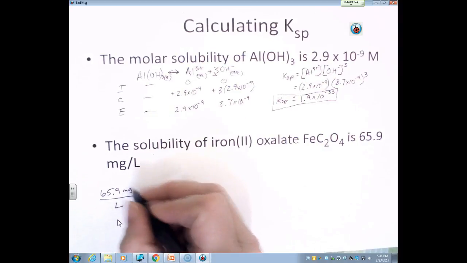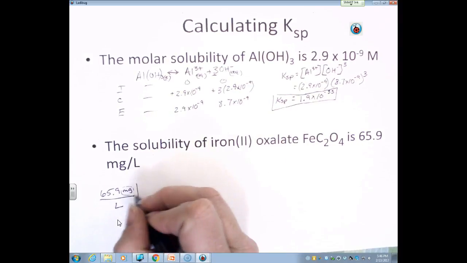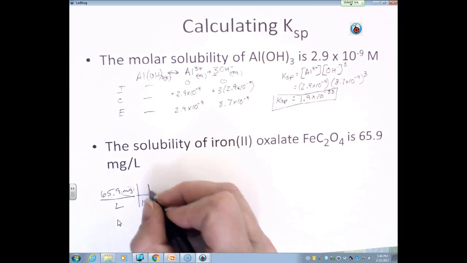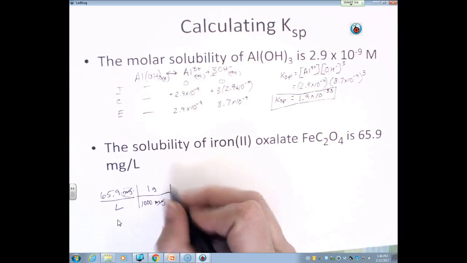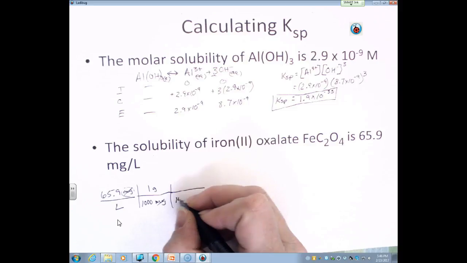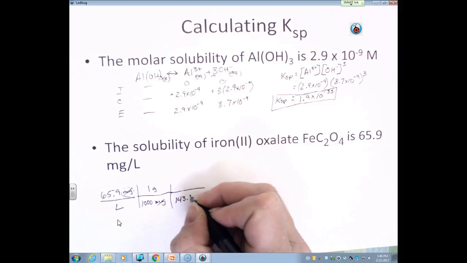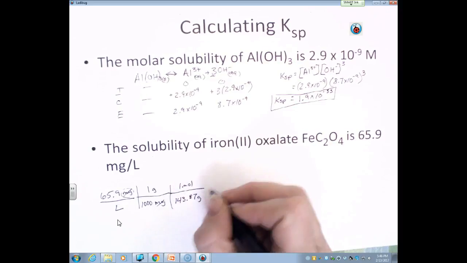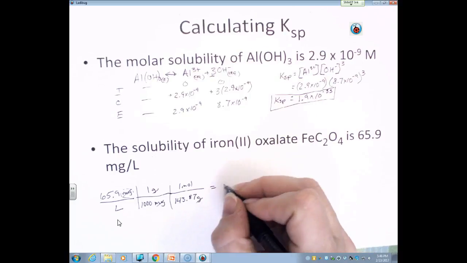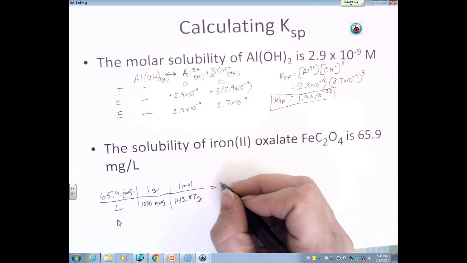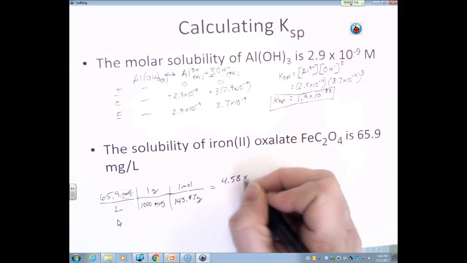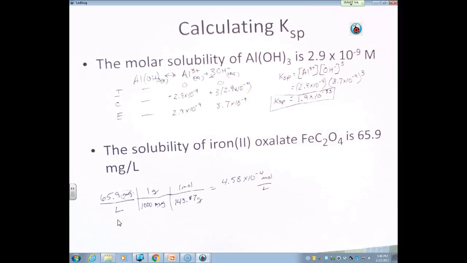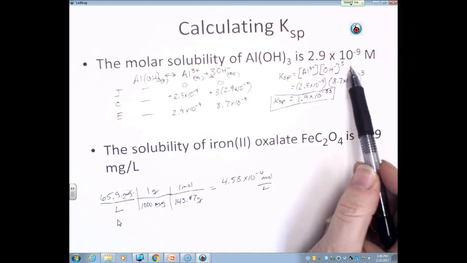So really, all I need to do is change these milligrams to moles. Easy enough. There are 1,000 milligrams in 1 gram. Now I can change grams to moles using molar mass, and I got the molar mass of iron(II) oxalate to be this. Grams cancel out, and everything on top multiplied together, I end up with 4.58 times 10 to the negative 4 moles per liter. So now I have the molarity that I started with in the previous problem.